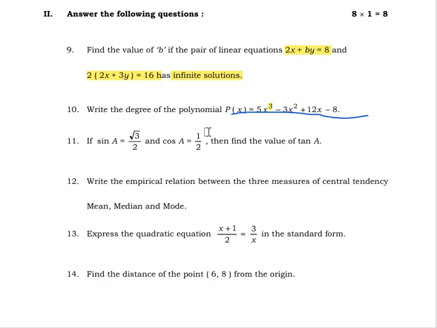So you can write one sentence here. The highest power of the variable is 3, so the degree of the polynomial is 3. This is the 1 mark question. So next one you observe here, the 11th one.